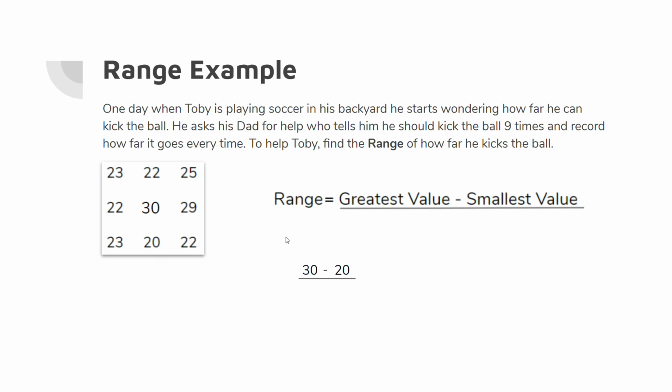So 30 minus 20 is 10. So 10 feet is the range of the data set, which means that Toby is always kicking between those same 10 feet. All of his kicks land between 20 and 30 feet, which is a distance of 10 feet apart.